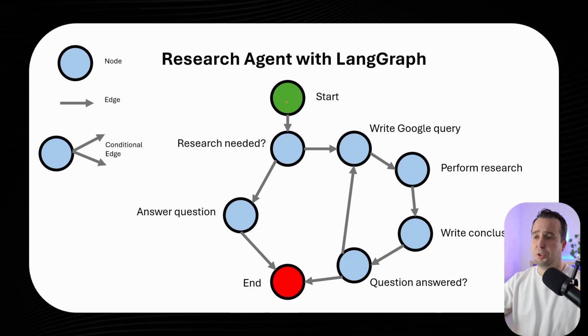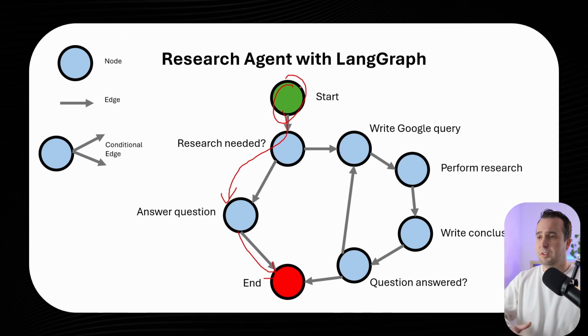And if someone asks a question like, how are you? The AI agent is going to take the short route, which is going to answer the question. And then the AI agent will basically end itself. And if someone is asking a question that requires research, for example, what is LangChain? Then we're going to take what I call the long route, and we're going to write a Google query.